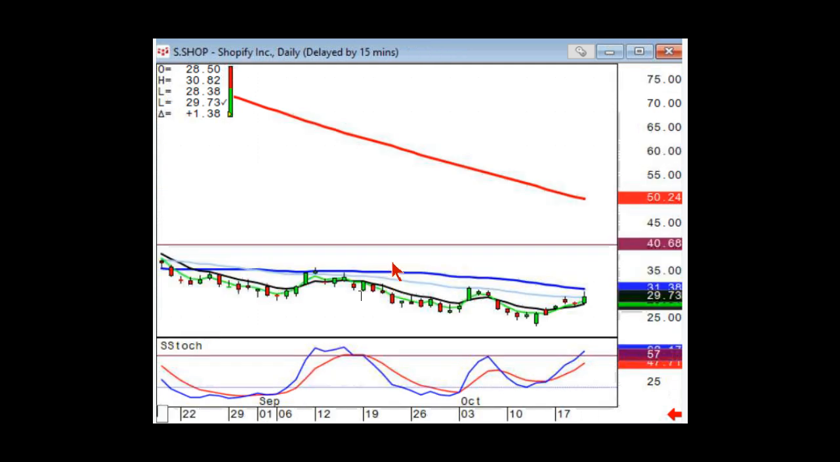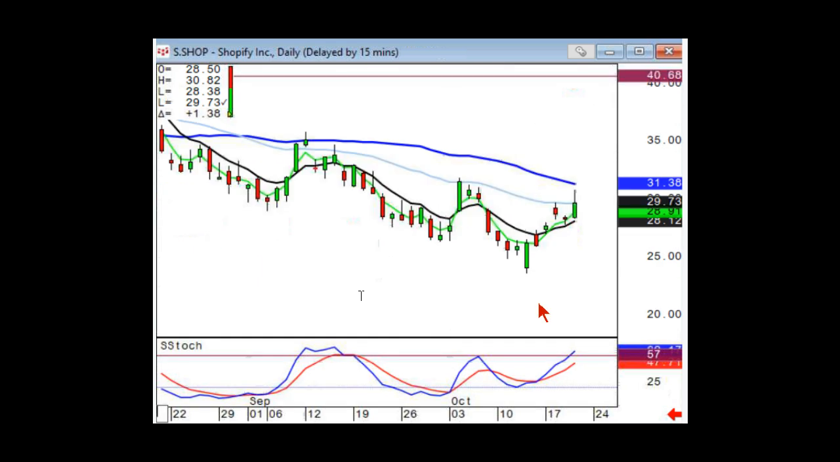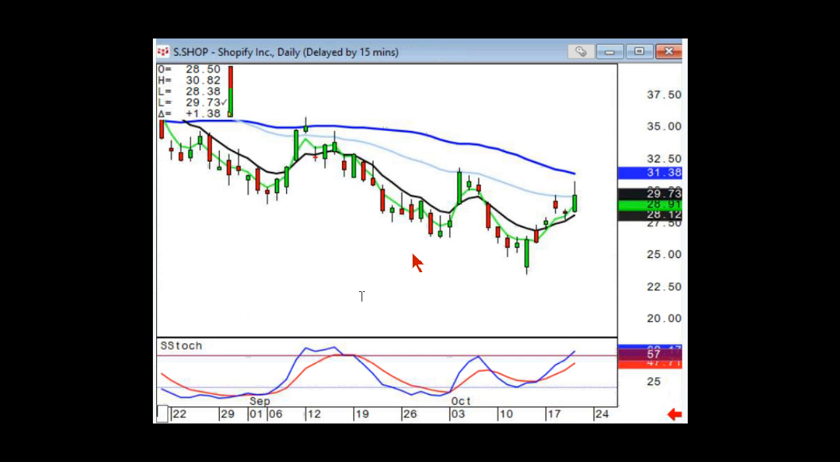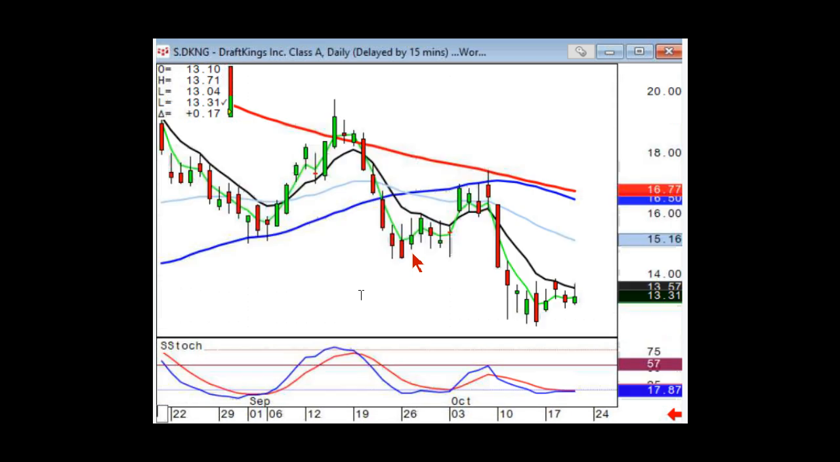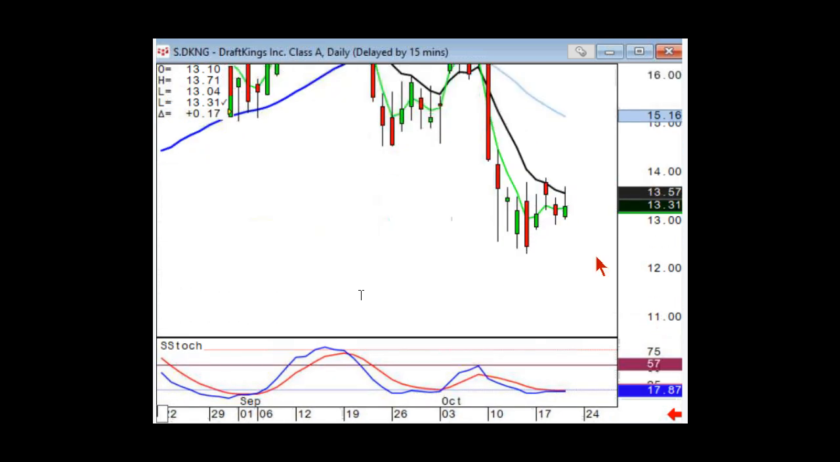Shopify. I thought, did Shopify make a big move after hours? There, you can see your double doji setup. After your belt hold bullish engulfing, now you're at this resistance level. Stay long. Use the T line as your stop. DraftKings. If you're short, stay short.